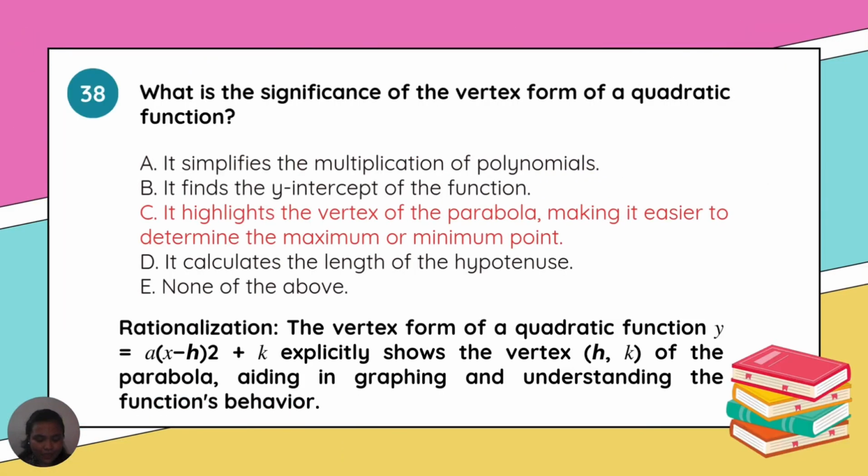So the answer is letter C. It highlights the vertex of the parabola, making it easier to determine the maximum or minimum point. So the vertex form of the quadratic function y equals a times (x minus h) squared plus k explicitly shows the vertex (h, k) of the parabola, aiding in graphing and understanding the function's behavior.